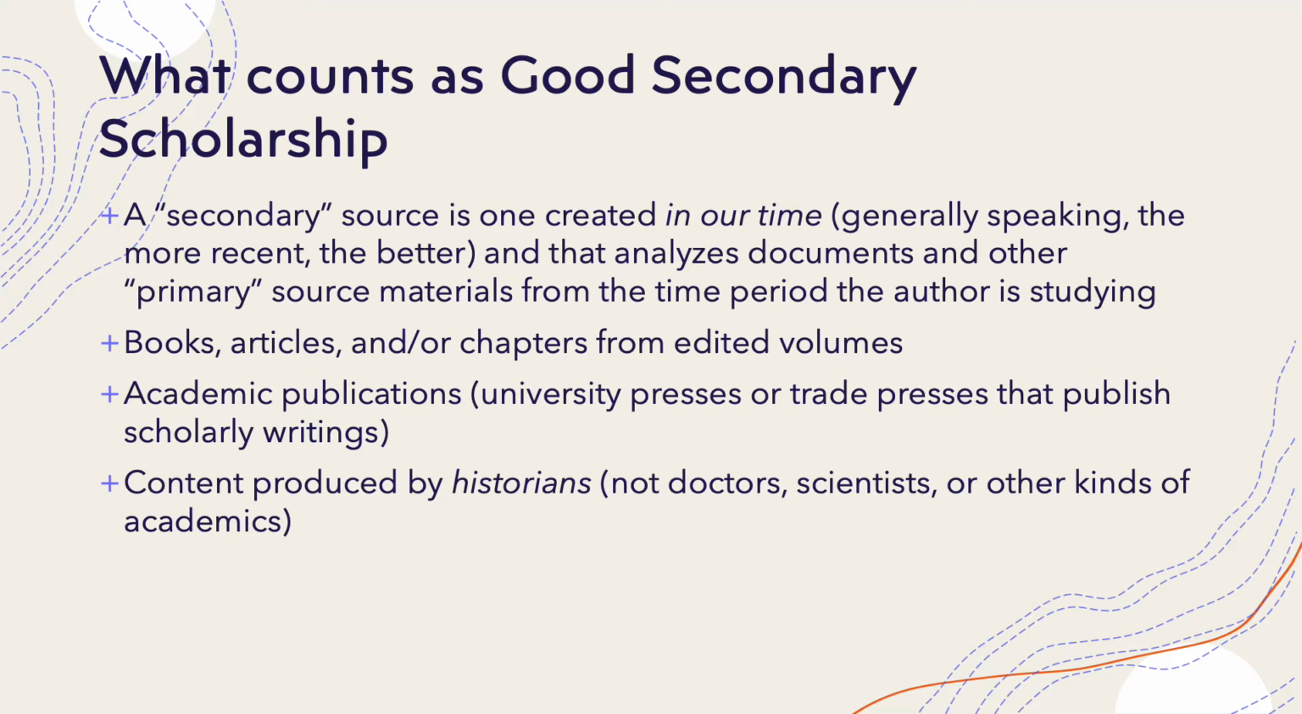One thing you want to make sure of when you're looking for secondary sources is that you're finding things written by historians. Specifically, in a history of medicine class, you might run into lots of articles and books written by doctors or various kinds of medical professionals or scientists. You want to stay away generally from that kind of content and focus on things written by academic historians.